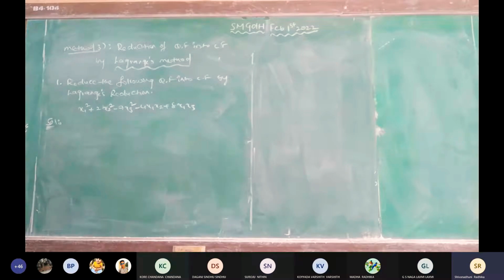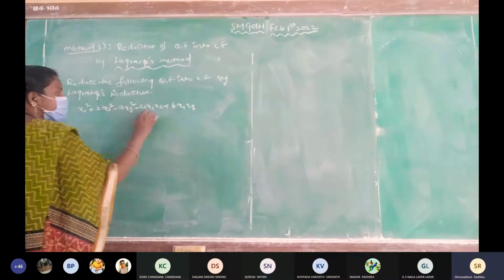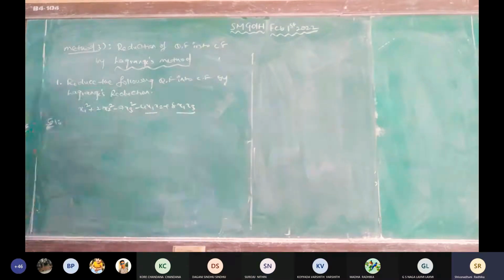In this, there is no need to write the matrix. There is no need to find the eigenvalues and eigenvectors. Without calculating all these procedures, we are going to find the canonical form of the given quadratic form, and simply eliminate the product terms from it. We can get the canonical form. Is it clear, all of you?